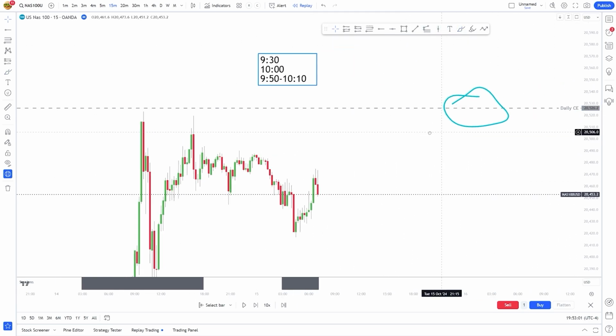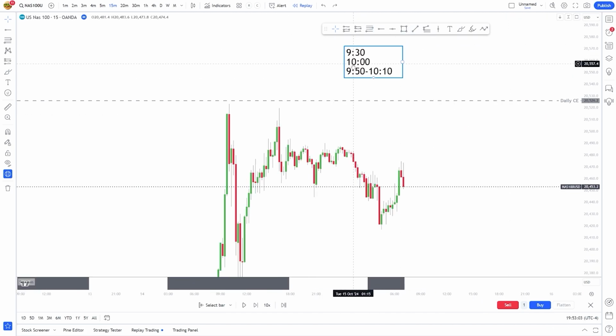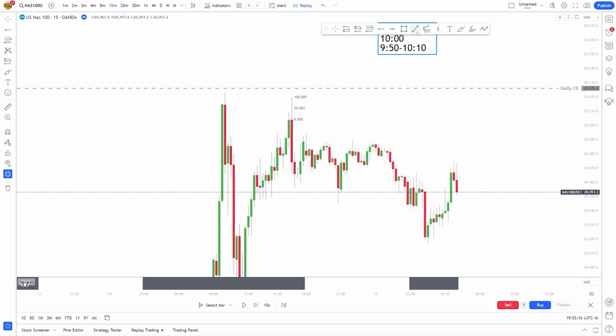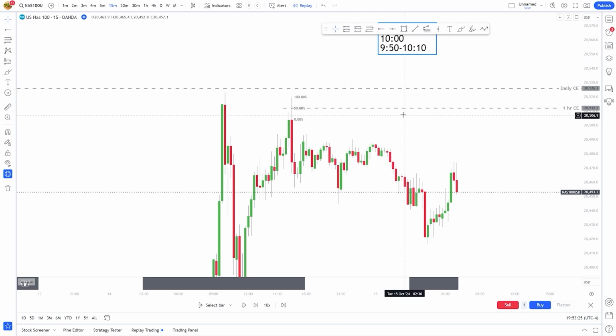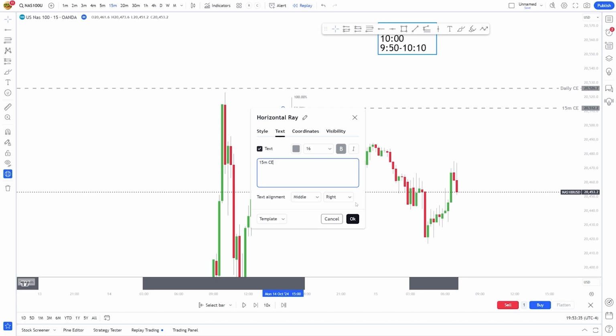Okay, so on Tuesday, before the session even begins, we have the daily consequent encroachment level, this key level that we're keeping an eye on. But what we also see is that there have been new candles from the Monday session. So what we did on the daily chart, we can do again, and we can use this wick's consequent encroachment as a level of key interest. This would be on a 15-minute chart, and we'd call it 15-minute consequent encroachment.